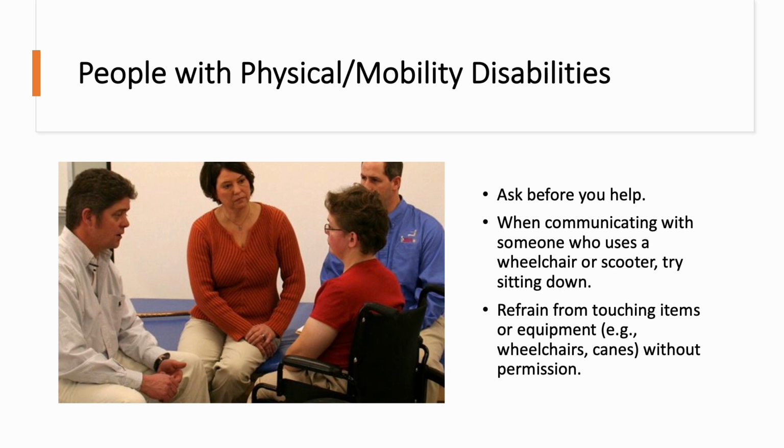Try sitting down if you are communicating with someone who uses a wheelchair or scooter. This will allow you to make direct eye contact with the person at the same level. Refrain from touching items or equipment such as wheelchairs or canes without permission.